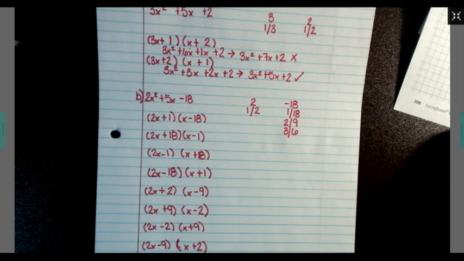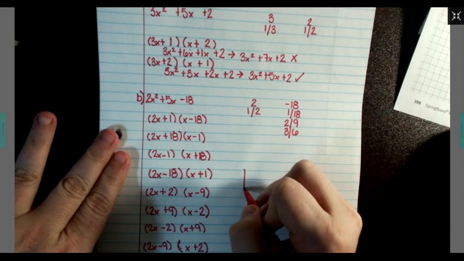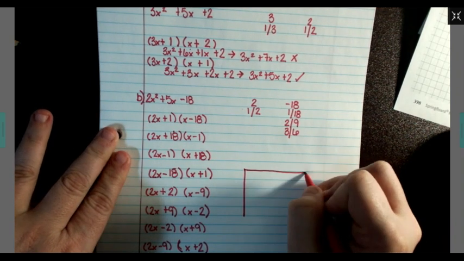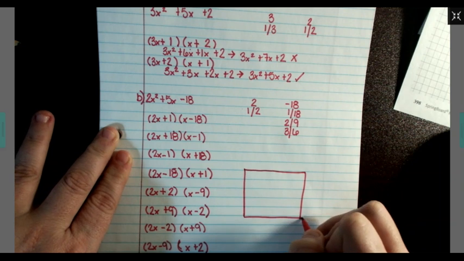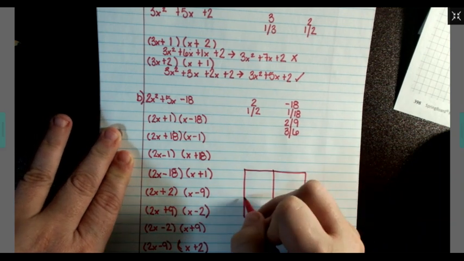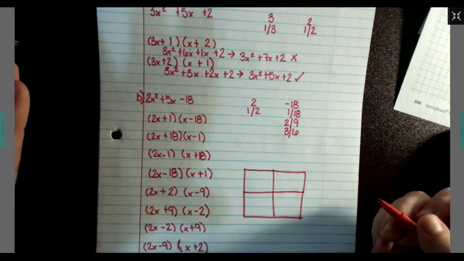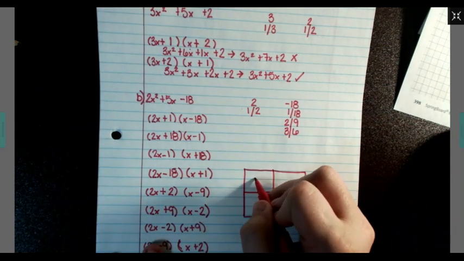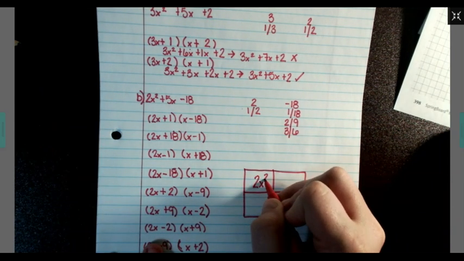I'm going to go back to the graphic organizer. I tend to like it. But whenever I do this, I'm going to make my markings in pencil on some of the things that are not set in stone. Okay? I know that this has to be 2x squared.